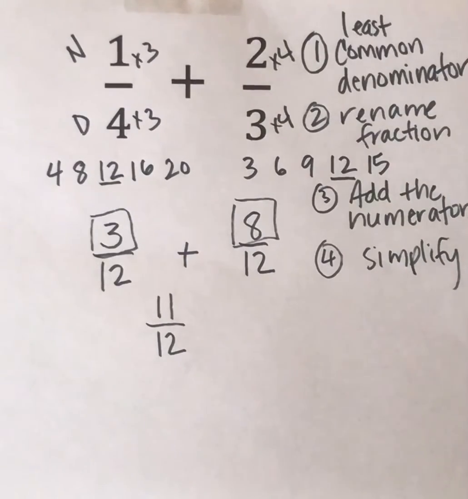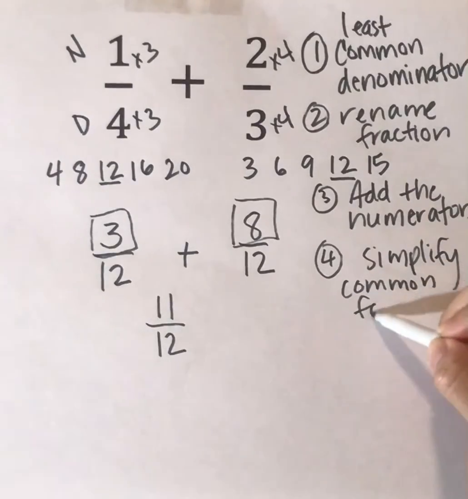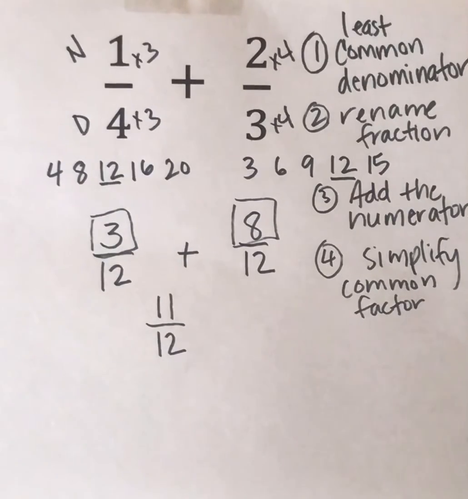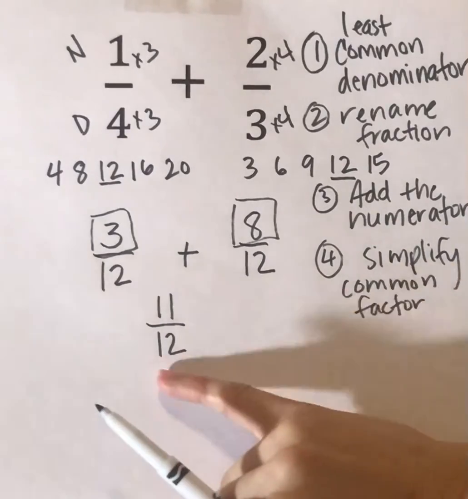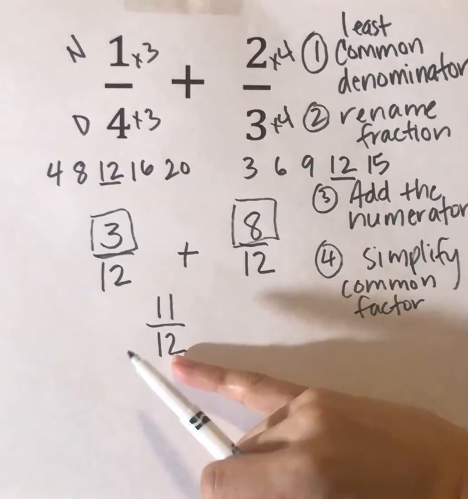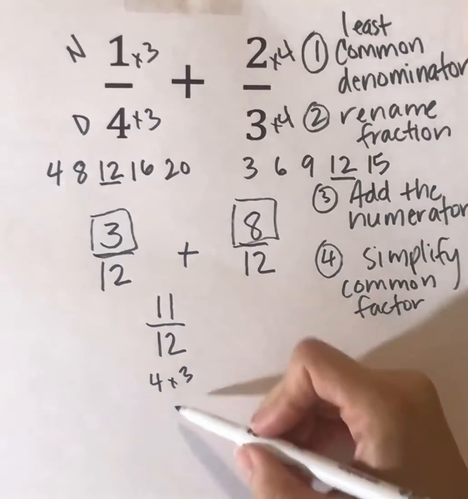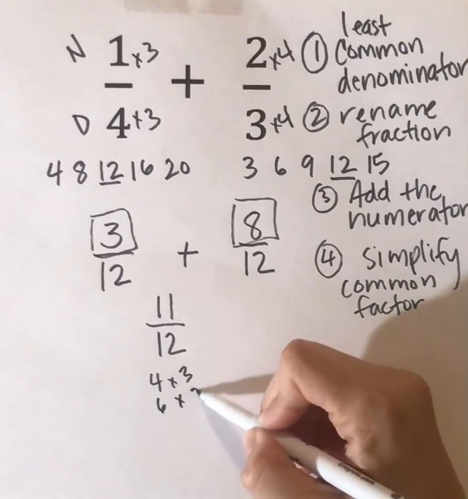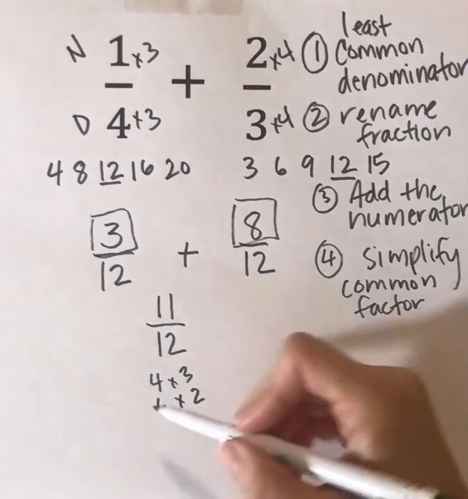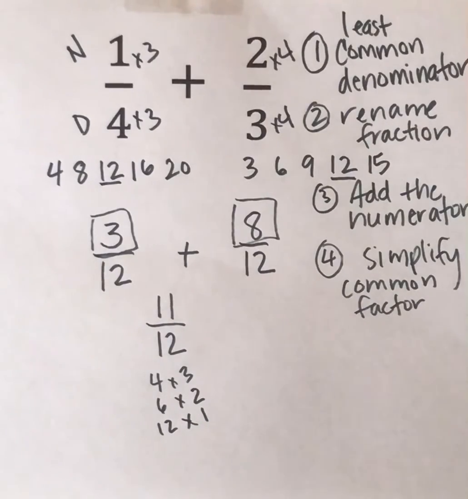When you simplify, you're finding what's called a common factor. Remember that factors are numbers that when multiplied together will give you a product. So I'm trying to think about all the factors of 12. Factors of 12 would be things like 4 times 3. These are factors of 12. Another factor of 12 is 6 and 2. Another factor could be 12 and 1. So we call these the factors of 12.